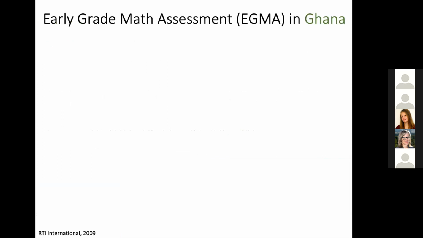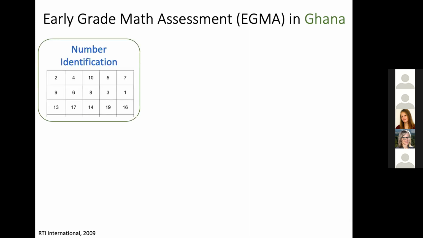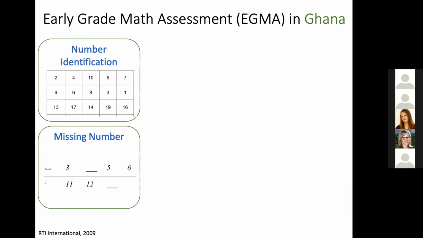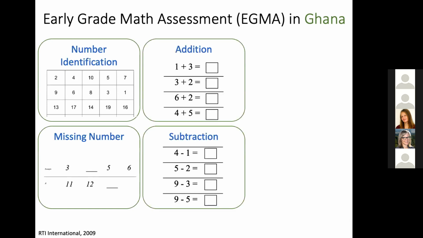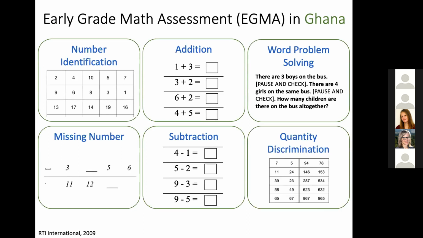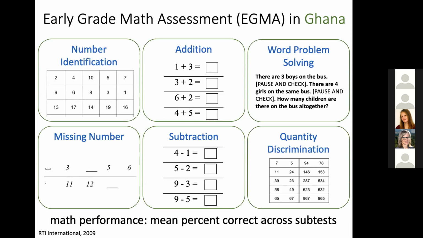So the early grade math assessment was used to assess mathematical performance. So it's an international assessment intended to measure the core competencies for early mathematics. So it's an orally administered measure. Children completed 6 subtests that assess their numerical identification skills, ordinality, addition and subtraction, as well as word problem solving and quantity discrimination. The dependent measure here is going to be the mean percent correct within each subtest, and that was averaged across all 6 subtests.